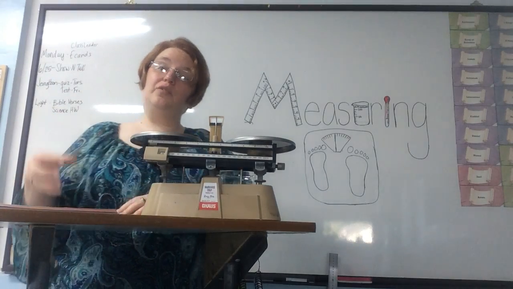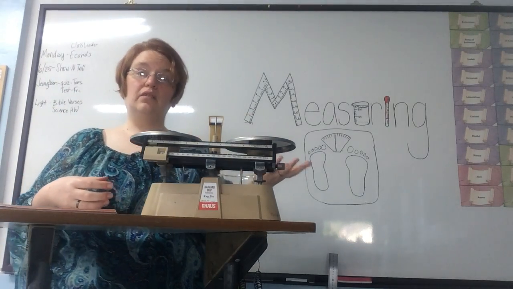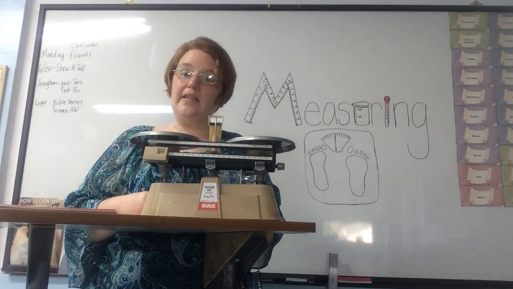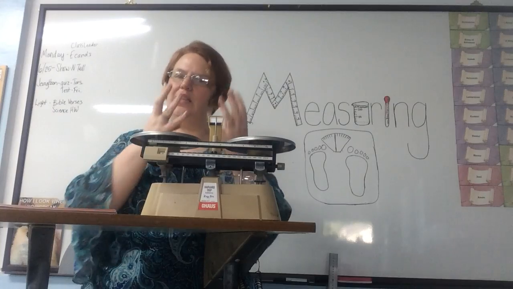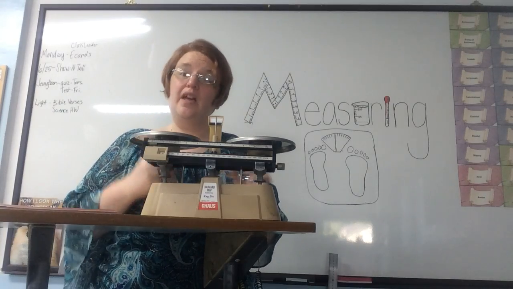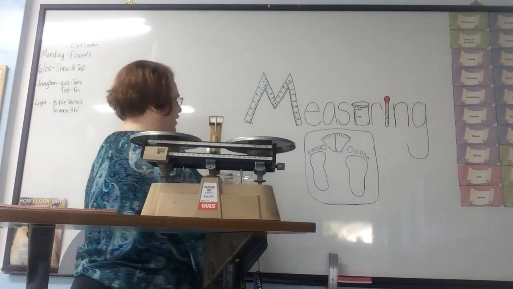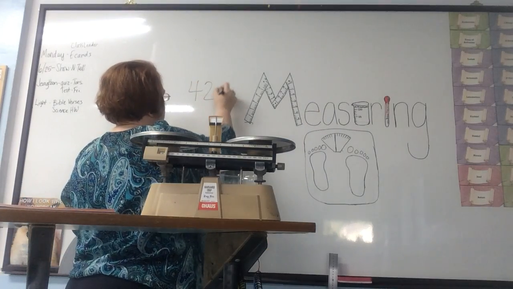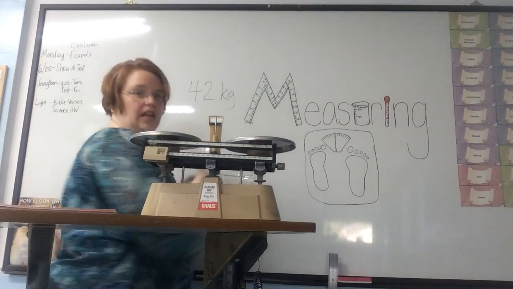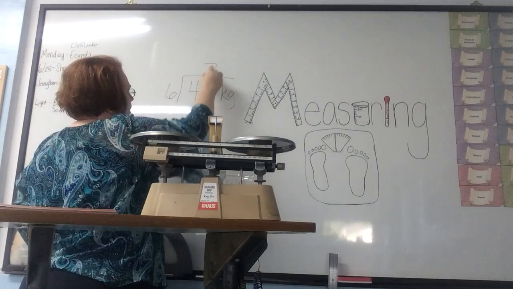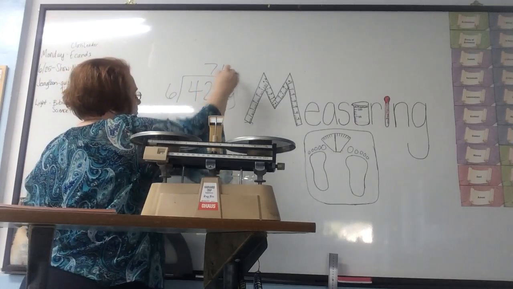So if you're standing on the moon, are you going to weigh more or are you going to weigh less? Well, if you said less, that would be correct. Why? Because there's less gravity. There's less pull on your body. So let's give you a number. Let's say you're 42 kilograms. Okay? You're 42 kilograms, and you divide that by 6, you get 7 kilograms.